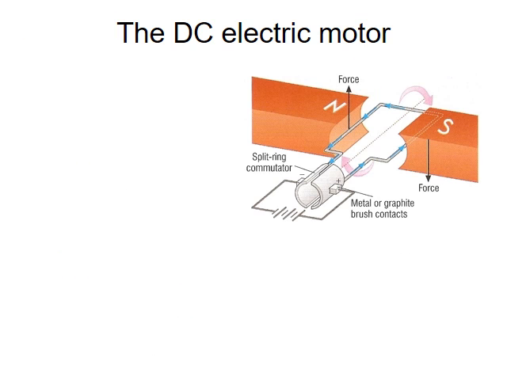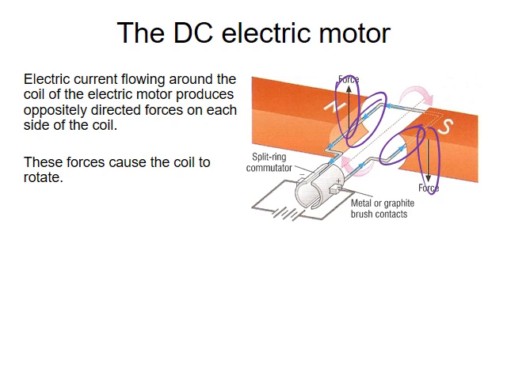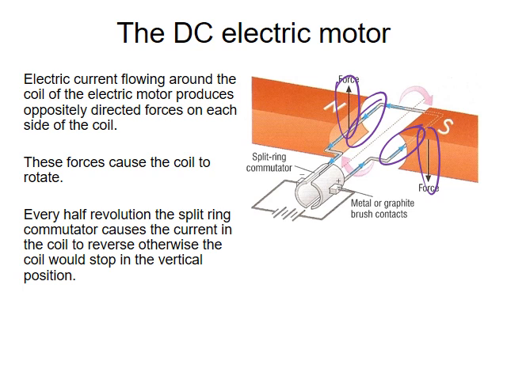So a clear example of the power of the motor effect is in the DC or direct current electric motor. Electric current flows around this coil of the electric motor and produces oppositely directed forces, as you can see from the diagram. The reason being, of course, is that the current is in opposite directions on each side of the coil. These forces cause the coil to rotate because you've got 2 equal and opposite forces, one force acting down, one force acting up on each side of the coil. So one side goes up, one side goes down.